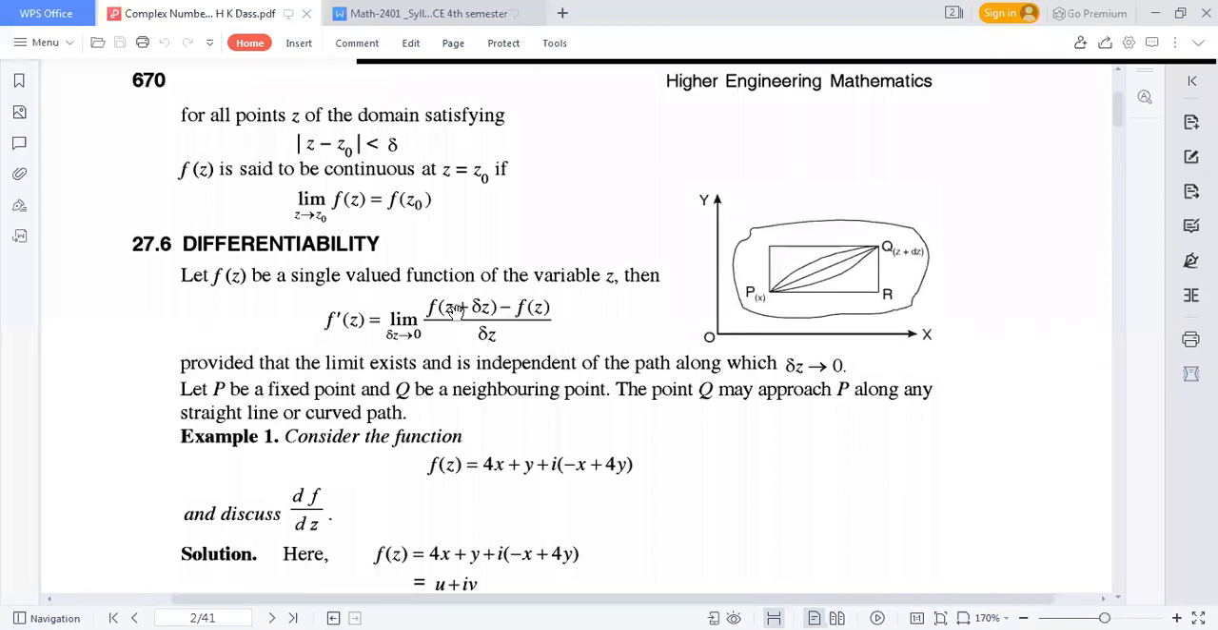This difference is actually along the y-axis, that means perpendicular. And the del z difference is along the x-axis. So perpendicular by base, in trigonometry, is tan theta. So this tan theta means slope, the slope in geometric interpretation. So in physical interpretation, we can define differentiability as limit del z; if del z tends to 0, then we get a limit, and this limit is called the differentiation of f of z.